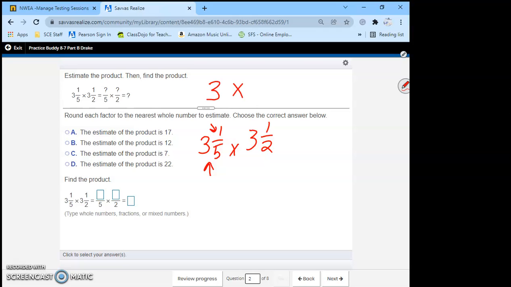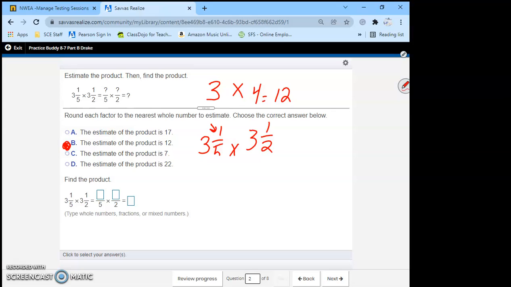Then we're going to multiply it times 3 1/2. Well, when we round that, a half is a half. We're halfway there. So we're going to round the 3 up to 4. So 3 times 4 equals 12. That is our estimate, so we would pick 12 for our estimate. Now we actually have to solve this.